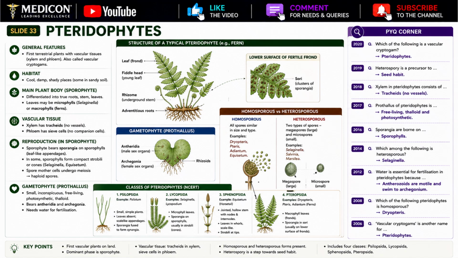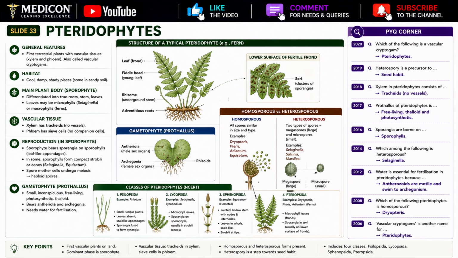Structure of a typical pteridophyte, for example a fern: it has leaf-like structures called fronds, which have fiddleheads, that is the young leaf, and a rhizome, the underground stem, and adventitious roots can be seen. The lower surface of the fertile frond has sori. Sori are clusters of sporangia.